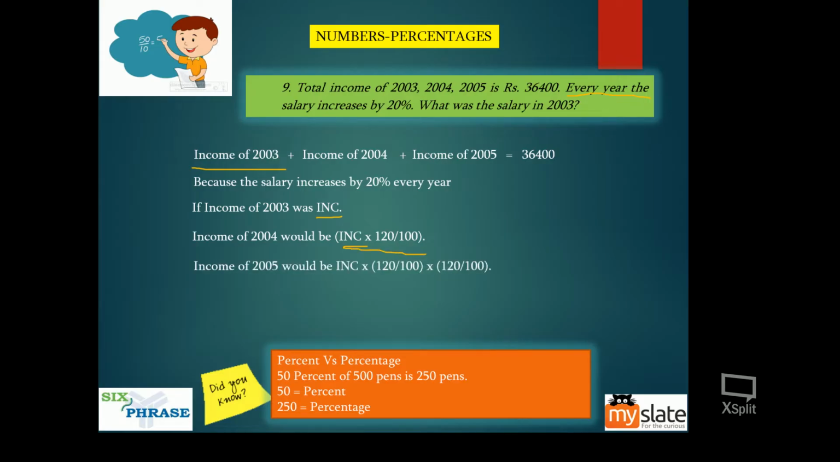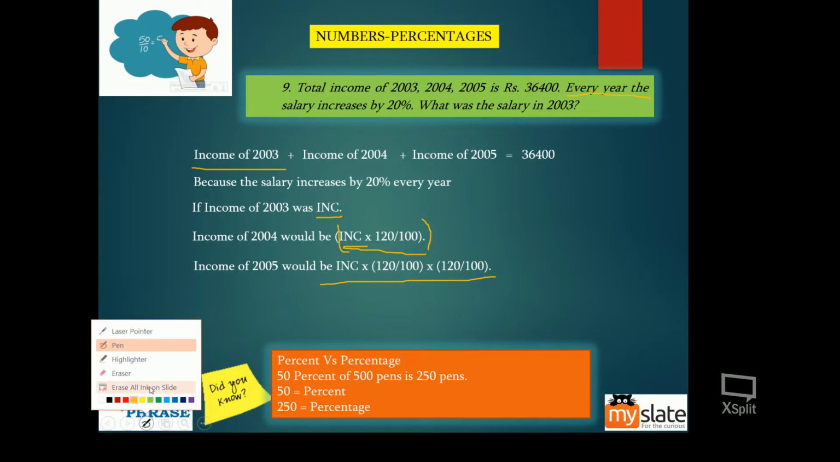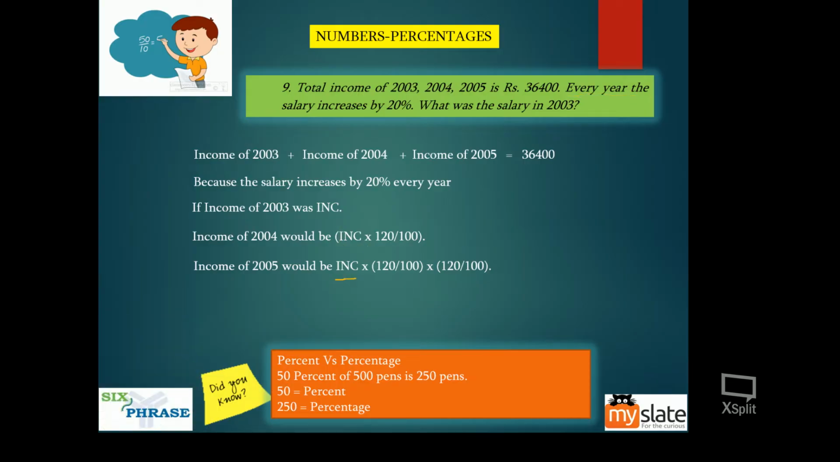What will be the income in 2005? It will be a 20 percent increment of this number. That is why I have written it like this. This is 2003 income. Increase it by 20 percent, you get 2004 income. Increase it by 20 percent, you get 2005 income. So this whole thing is 2005 income.